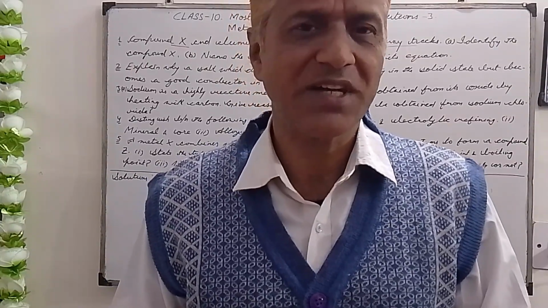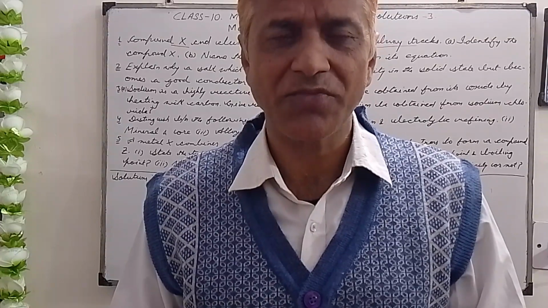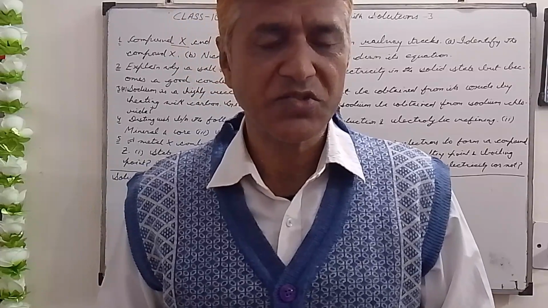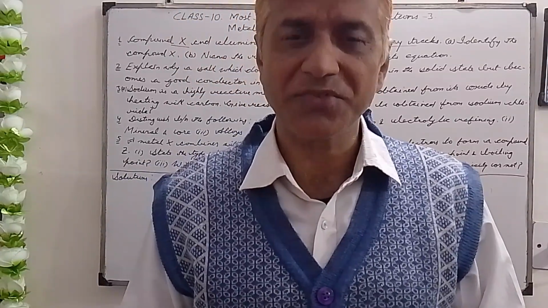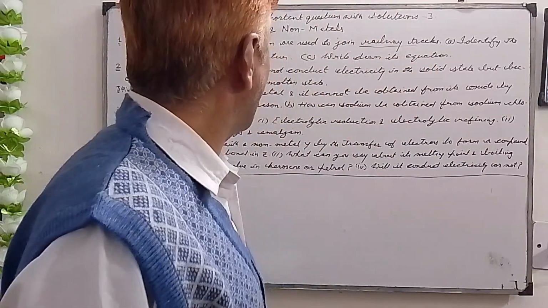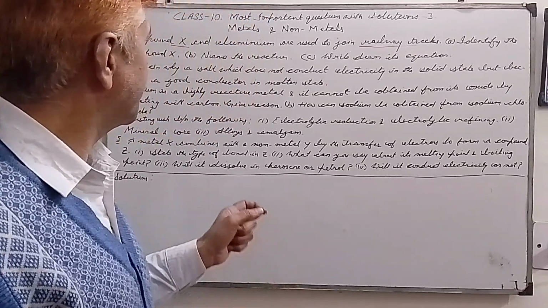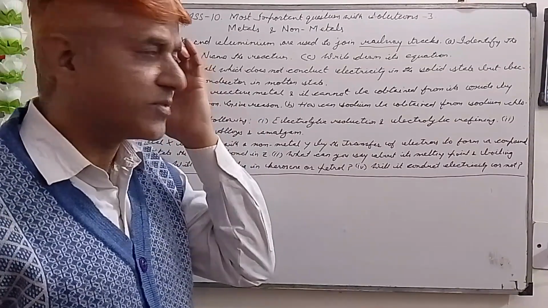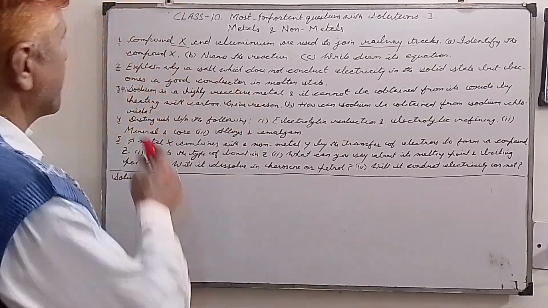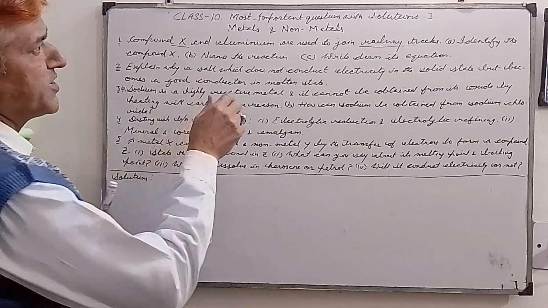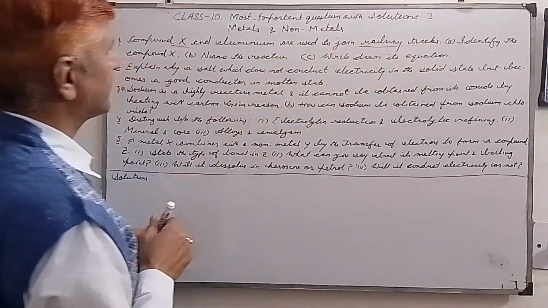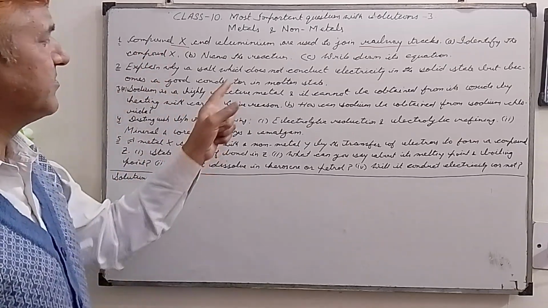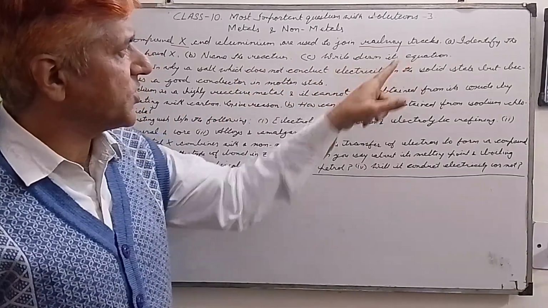So my dear students, as you know, we have started a series of most important questions which can be asked in exams. This is our third video of this series of most important questions on chapter metals and non-metals. So our first question is, compound X and aluminium are used to join railway tracks. Identify compound X and name the reaction and write down its equation.